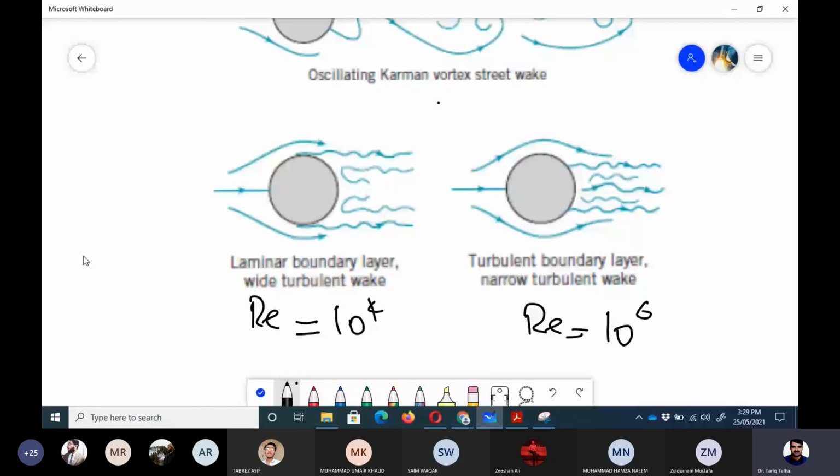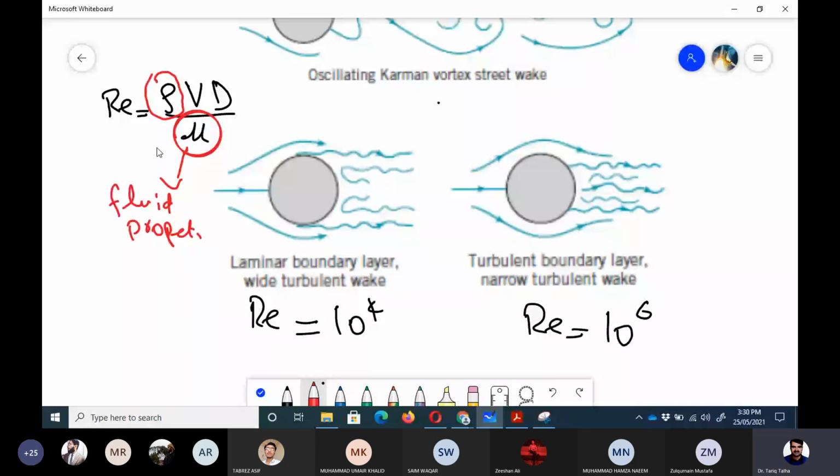Okay, excellent question. So let us see, if we write the formula for that, rho V d upon mu. Can you see any fluid property there, Umair? Yes. So it is density and viscosity, they are fluid properties. Right, we write it.